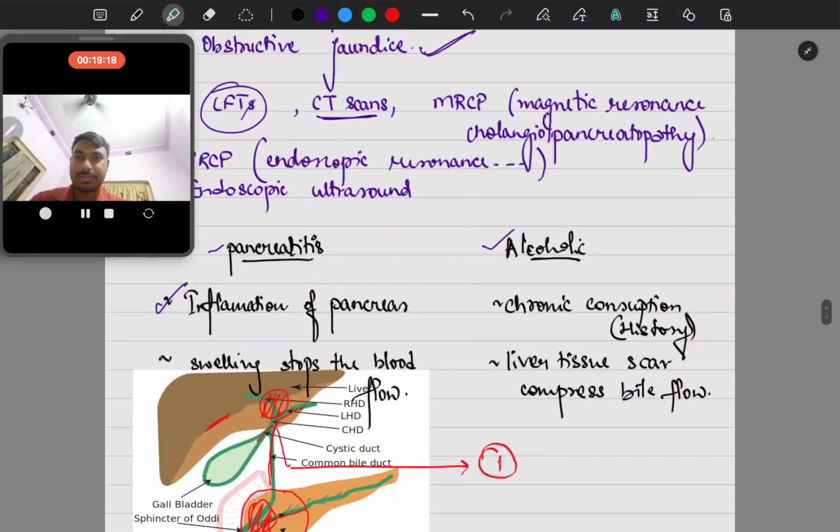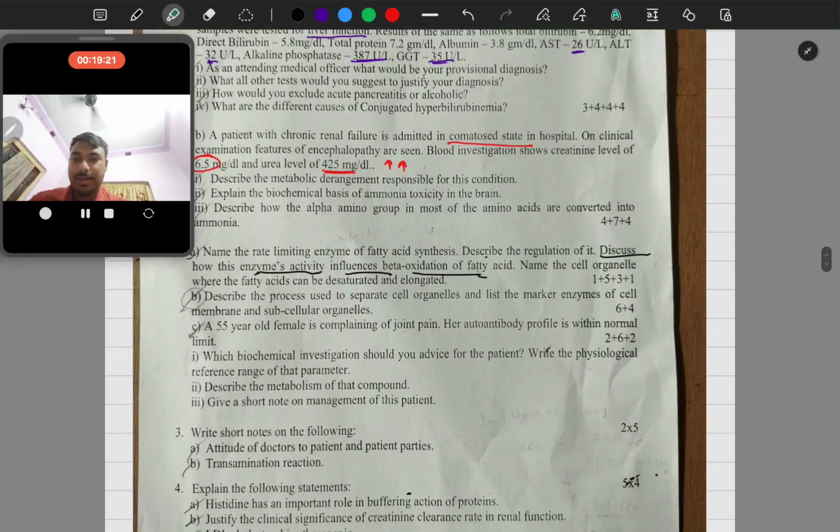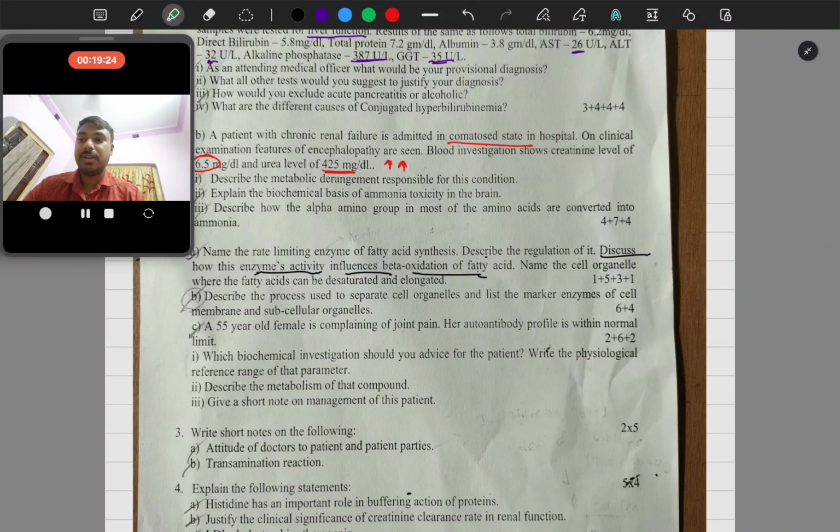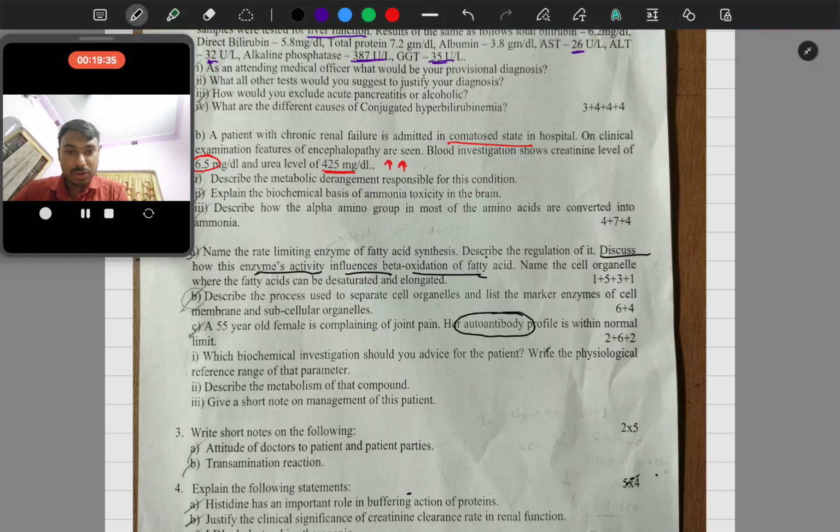Now the third question. A 55-year-old female is complaining of joint pain. Her autoantibody profile is within normal limits, which means it is not any kind of autoimmune disease. In autoimmune disease, there can be rheumatoid arthritis, in which joint pain is a common feature. Here the profile is normal, so we can rule out rheumatoid arthritis. So it is probably a case of gout.